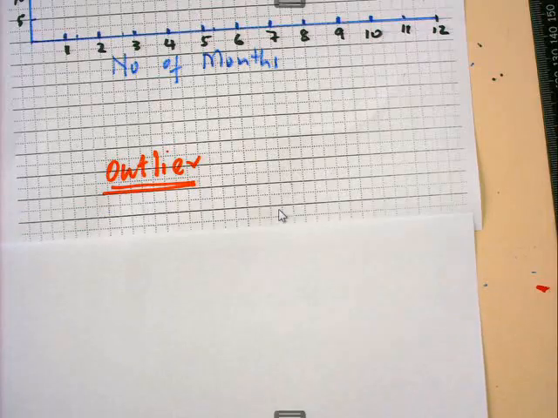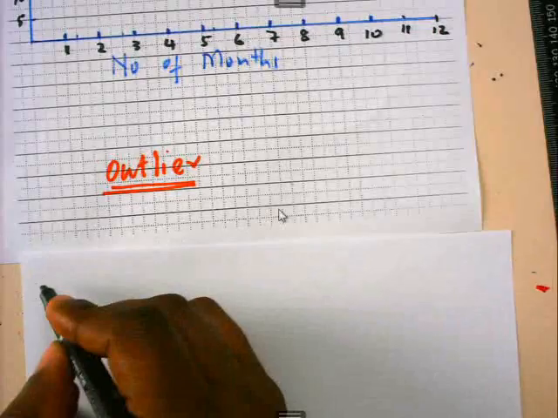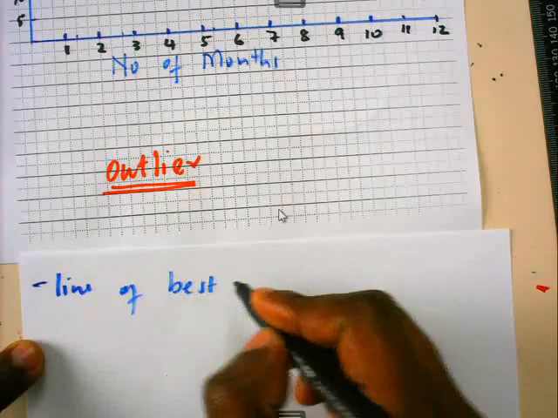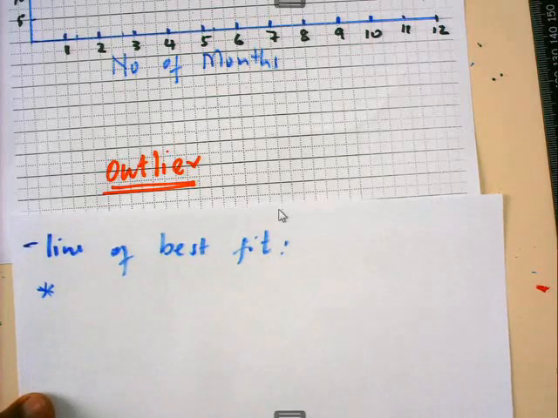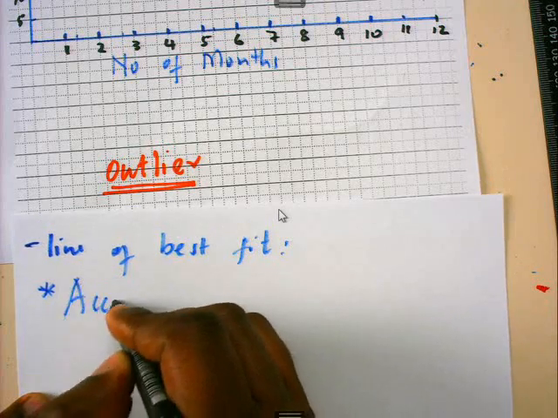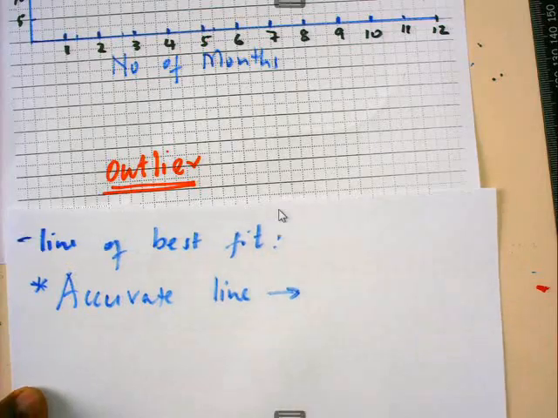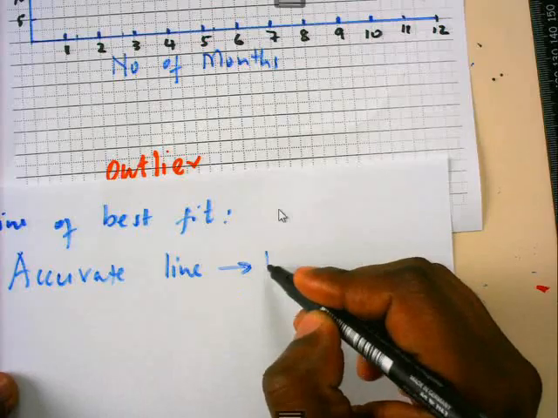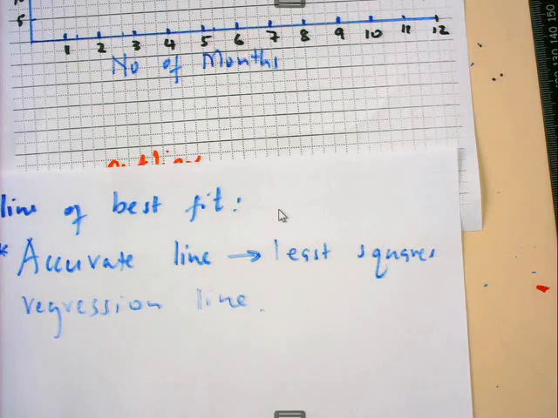Because we are going to be accurate, let me write down here. Now we are going to draw the line of best fit. Good. Now for us to draw a line of best fit, because it is very accurate, I want to write here: accurate line. This line, because it's so accurate, is called the least squares regression line. That line of best fit is called the least squares regression line.